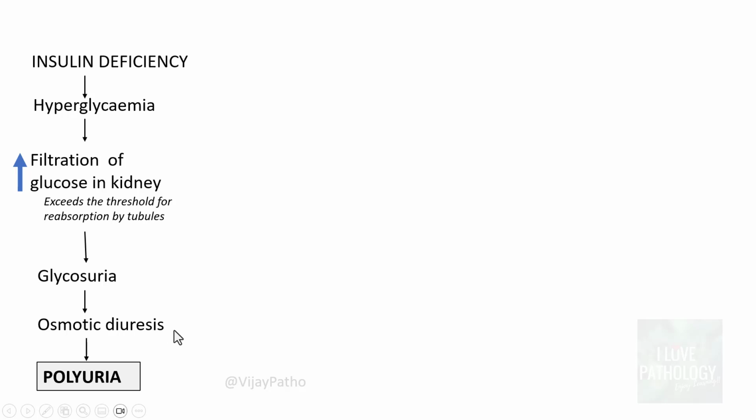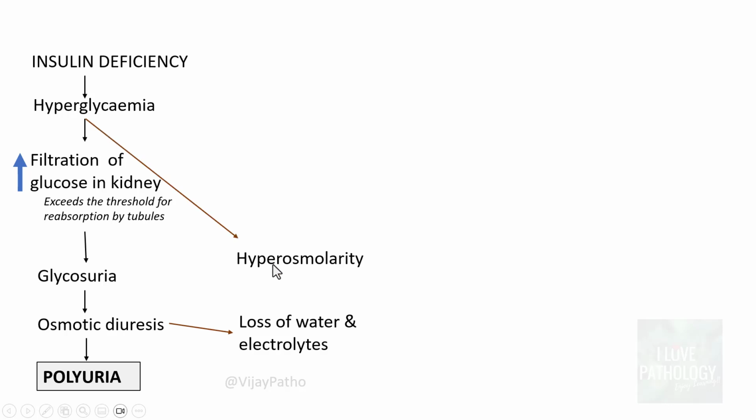Because of osmotic diuresis, it leads to loss of electrolytes and water, right? And we know that there is hyperglycemia, and this hyperglycemia results in hyperosmolarity, increased solutes in the blood, right? So because of hyperglycemia, there is hyperosmolarity, and because of osmotic diuresis, you have loss of water and electrolytes.